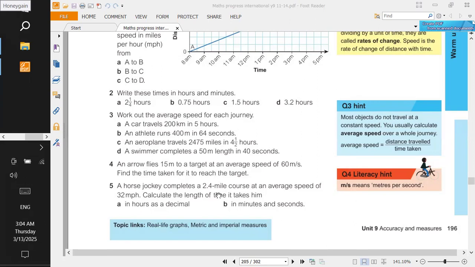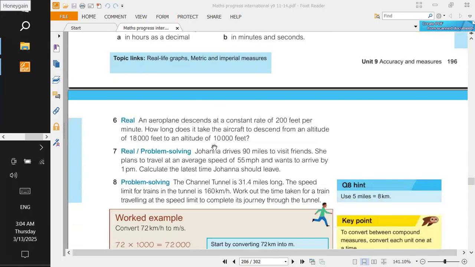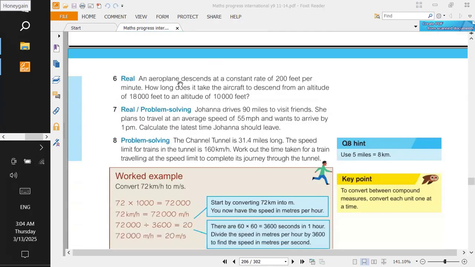They gave you the distance, they gave you the speed. You're going to do the same thing to find the time, and then write it in hours as decimals or in minutes and seconds. Same steps as you did in question 4, and these are the same steps that we did in question. Same idea here. Basically, they give you two of the three things in the formula of speed, distance, time, and they will tell you to find the other.